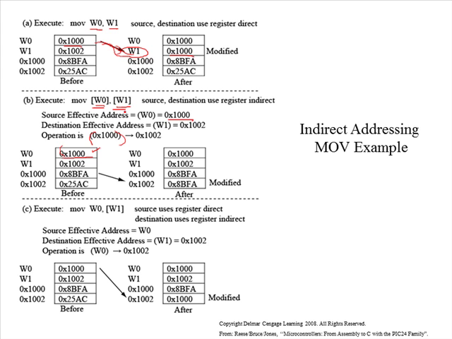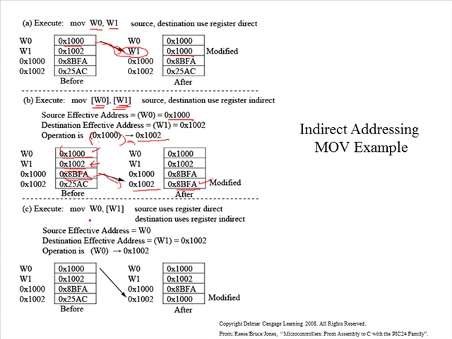So what does that mean? Well, we're going to take a look at W1. It contains the value 1002, and because this has brackets around it, we're going to treat that as the address, the destination address. So we're going to copy the contents of 1000 to the destination 1002. When we do a copy, the contents of location 1000, 8BFA, is going to be copied to the destination 1002. And so after we do that, this location is going to be changed to the value 8BFA.